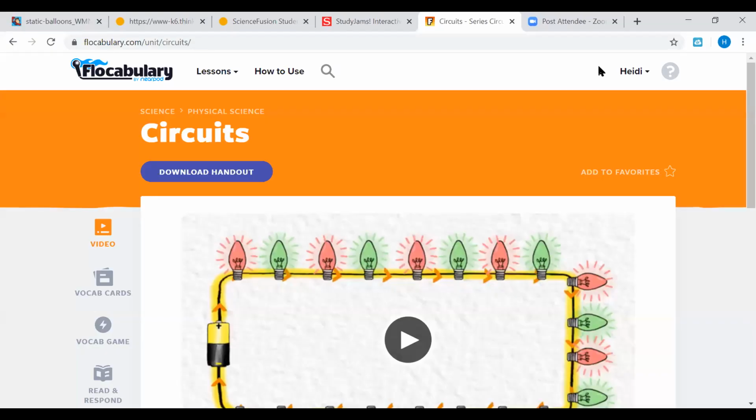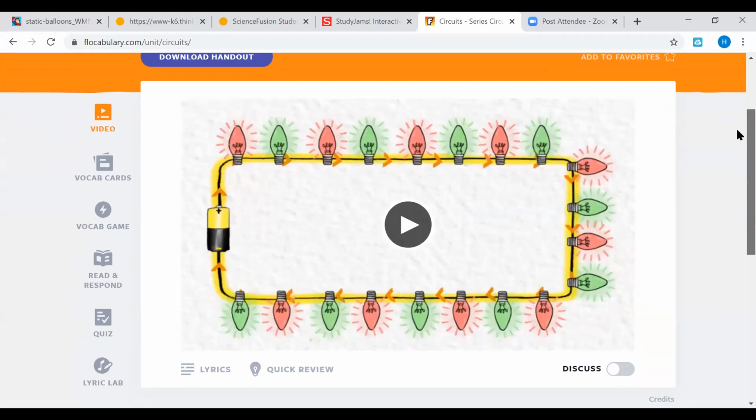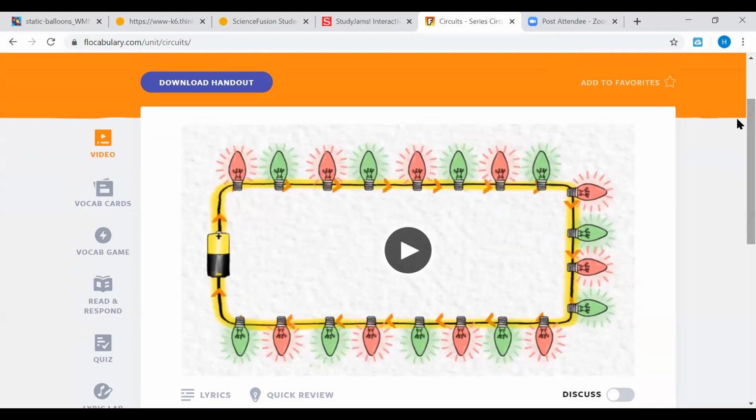Our next lesson, lesson 3, will be about electric circuits. So I'm going to show you this clip right here on circuits, as there is some overlapping information, and then we'll look at the quick review.